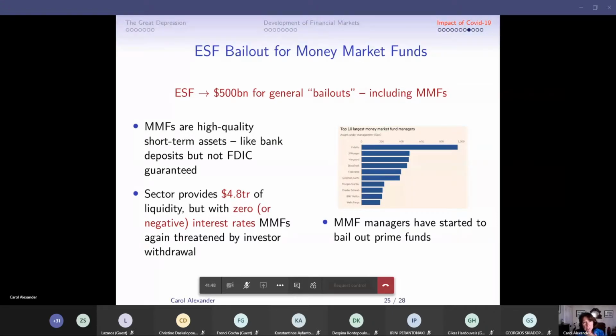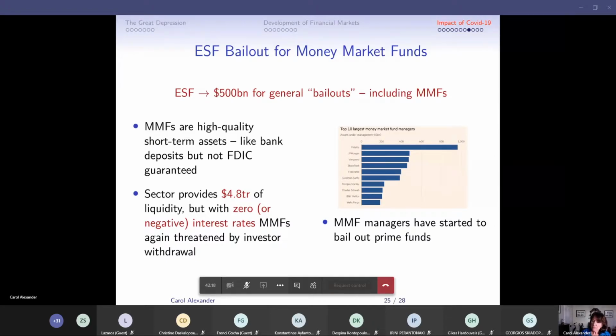Now, what's been happening to money market funds? Well, it was the same thing following the 2008 crisis. There is a run on money market fund investments because the reason now is not default, the bank's defaults, or they will be probably, but at the moment it's not that. It's because there's zero or even negative interest rates. So investors are withdrawing from this sector, which provides $4.8 trillion of liquidity.